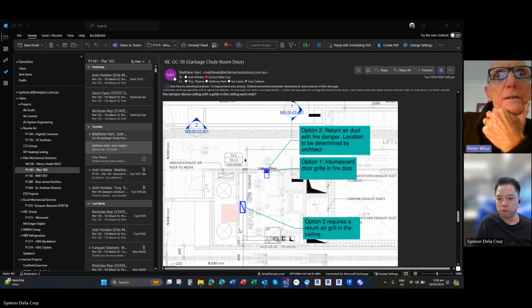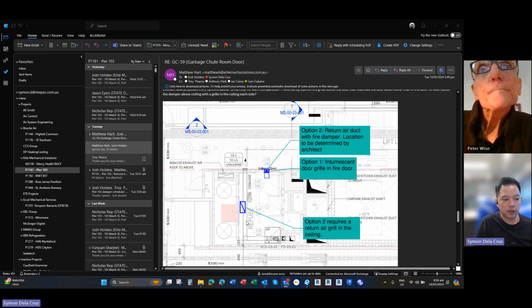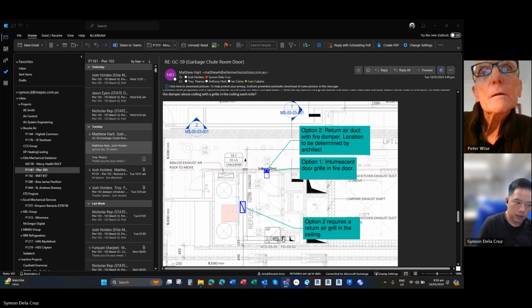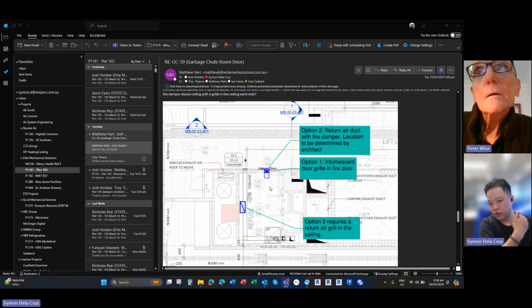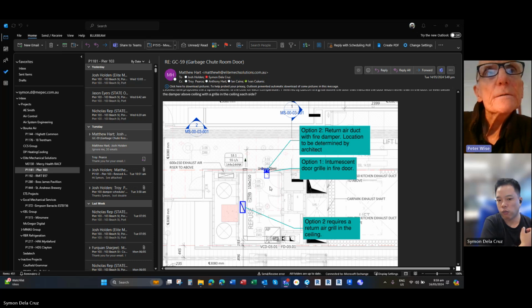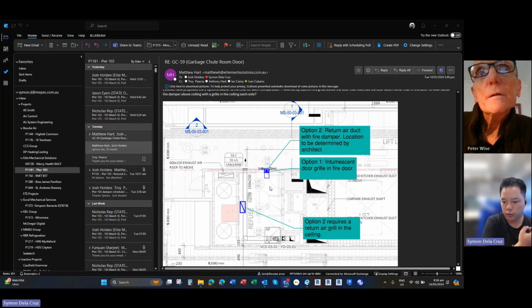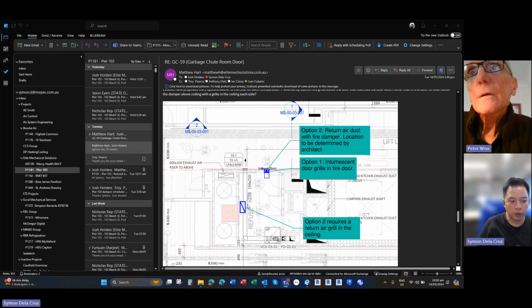They're asking for a minimum of 80, are they? Yes, because if we assume 160, the grille will be too big. If you're throwing garbage, I don't think you will open both garbage chutes at the same time. So there will be only one garbage chute opened, which is 80 liters per second. So what I assume is only 80 liters per second for this damper and grille.